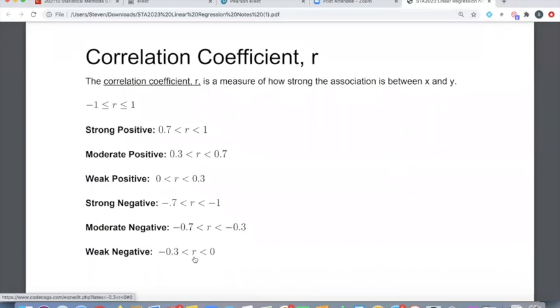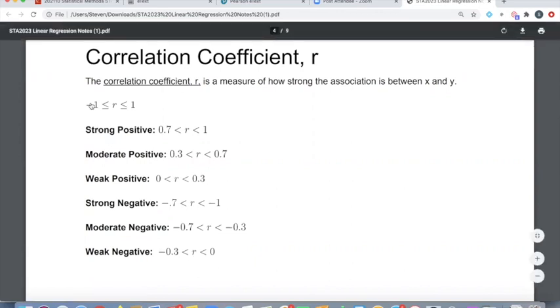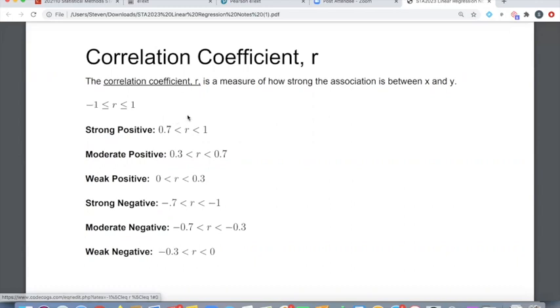A strong correlation is close to 1. A weak correlation is close to 0. Strong's close to 1 or -1. Weak is close to 0. So strong positive would be positive numbers close to 1. Weak positive would be positive numbers close to 0. And in between there, like around a half, we would call moderate.